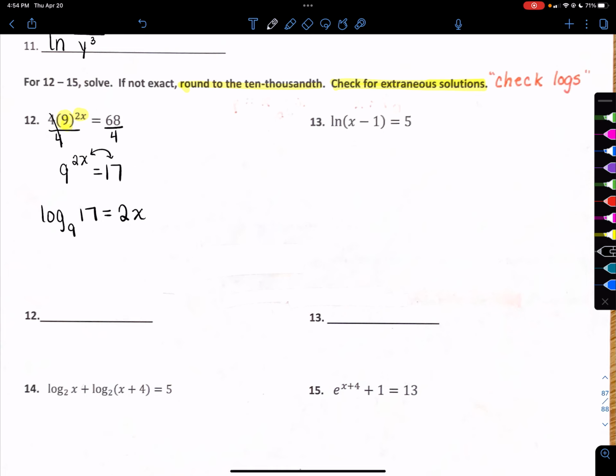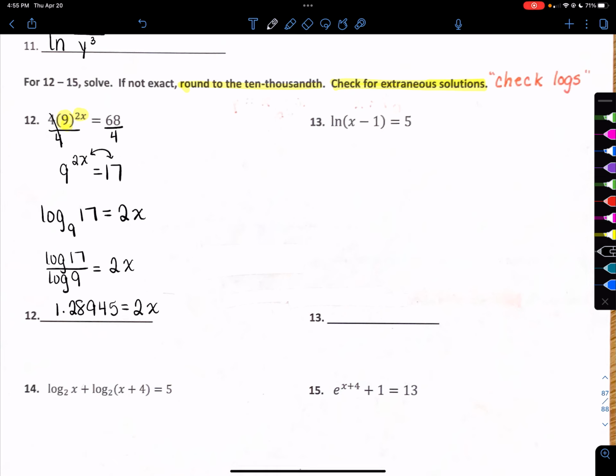So log 9 of 17 is not a value that we can evaluate easily. So we're going to go ahead and do change of base. So log of 17 divided by log of 9 is equal to 2x. We're going to need our calculator for this one. So you're going to do 17 log divided by 9 log, and then don't forget to hit the equal sign. So we've got 1.28945. I'm not going to round just yet. Remember, we don't round till we're all the way done.